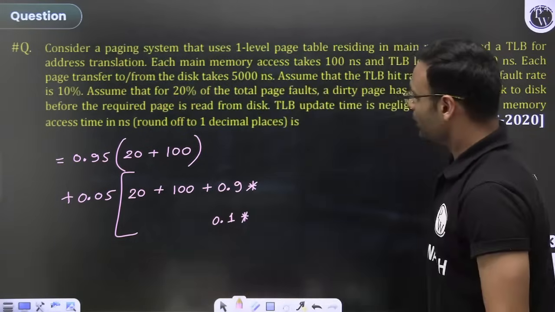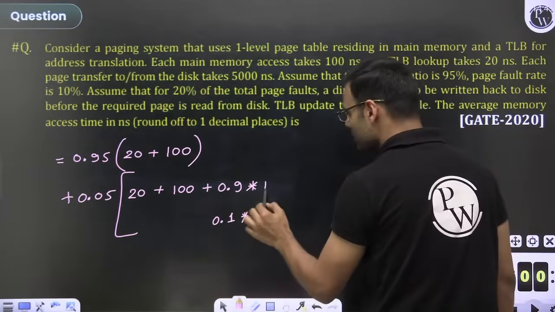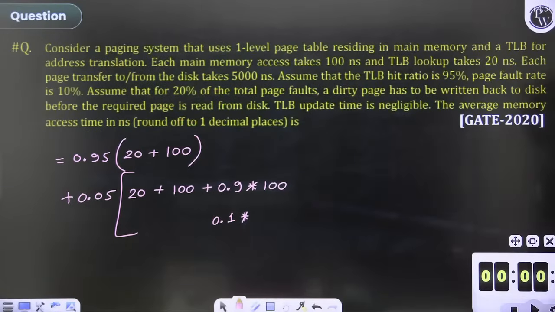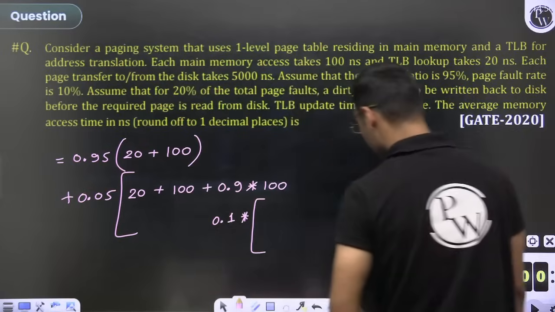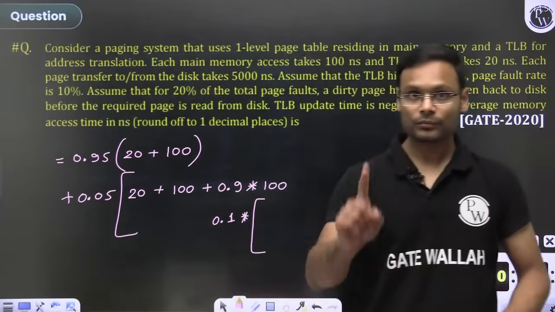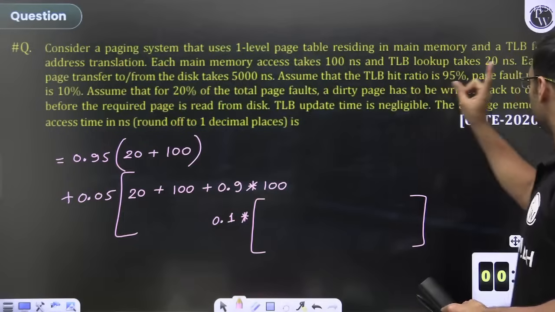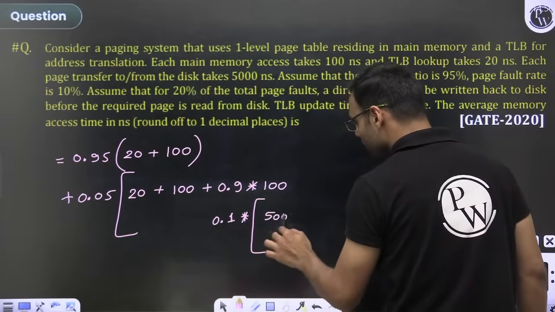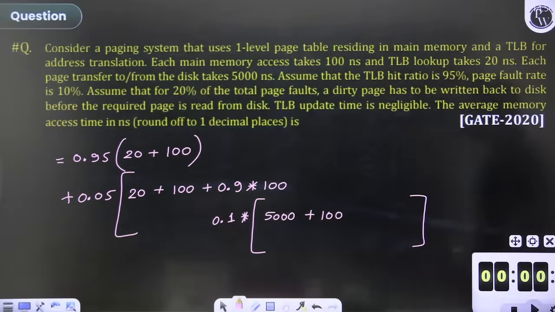90% when page hit means you got the physical address. You'll have to access main memory once and done. You got the content. But if there is a page fault, then you will have to bring the faulted page from disk to main memory. Anyway, you will require 5000 nanosecond. And after that, you will have to update the page table, 100 nanosecond required.